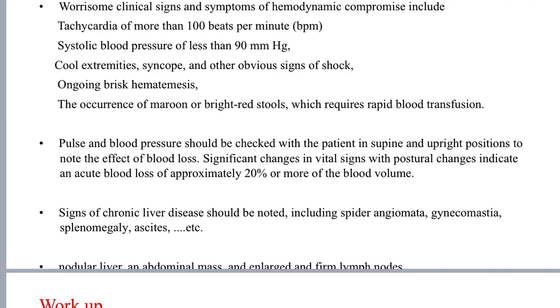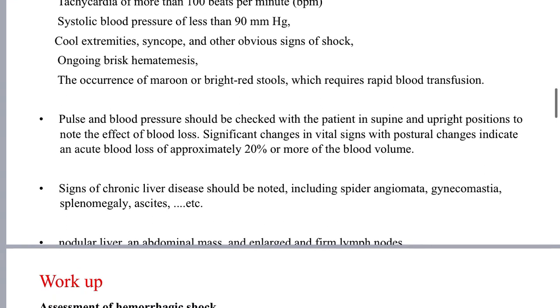بالإضافة إلى نبحث عن signs of chronic liver diseases مثل ما السبايدر نيفاي، gynecomastia, splenomegaly. This indicate patient may have gastropathy or esophageal varices. طبعا إذا عندنا nodular liver, abdominal mass احتمال هذا indicate the patient may have a tumor.